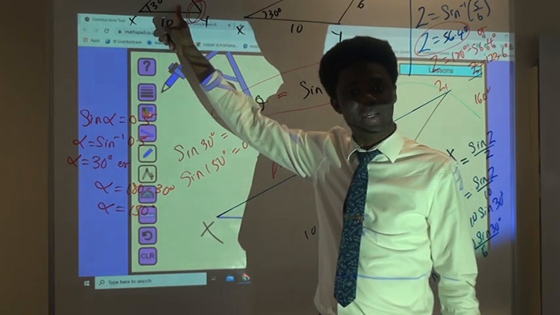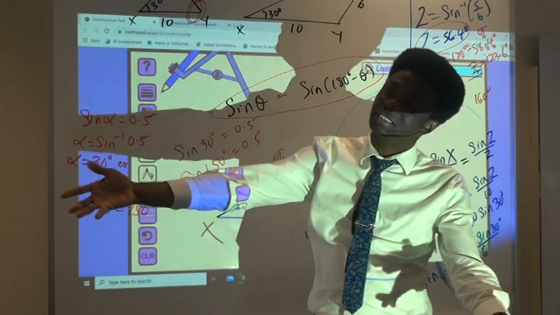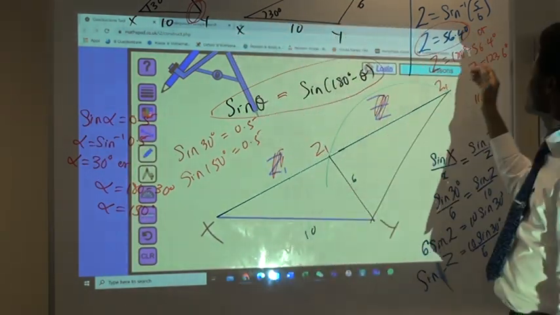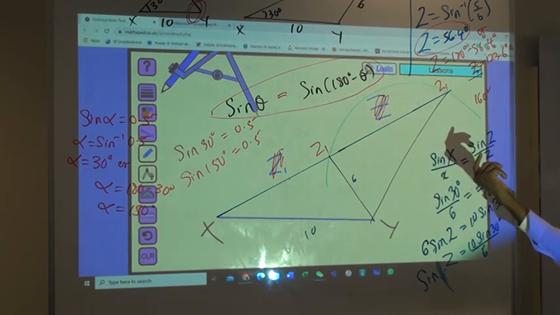Can somebody tell me why? It's already bigger than 180. So such a triangle does not exist. In that case, you ignore that solution. But of course, you have to show us why you are ignoring the solution.